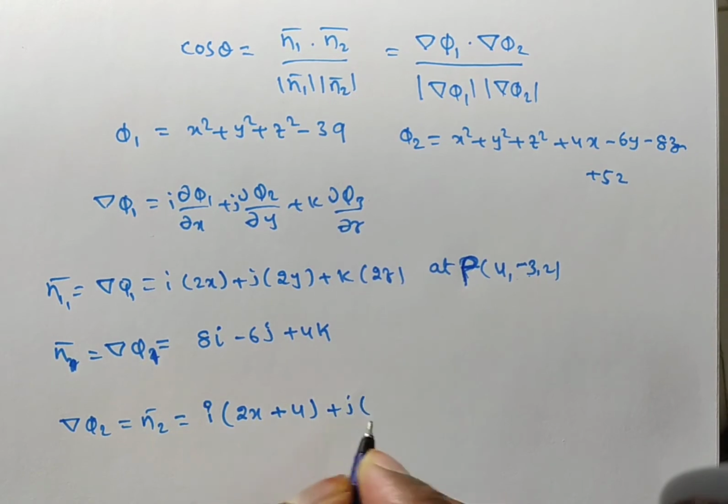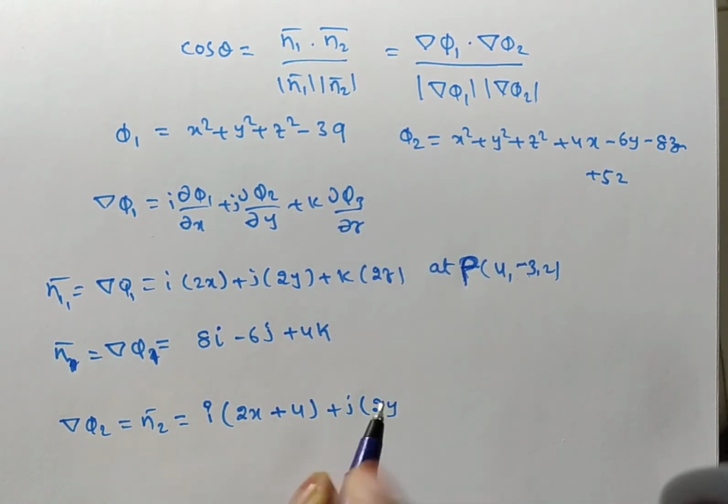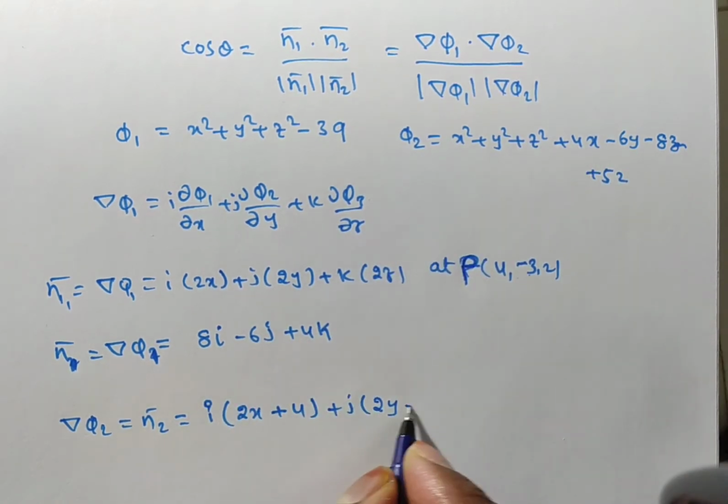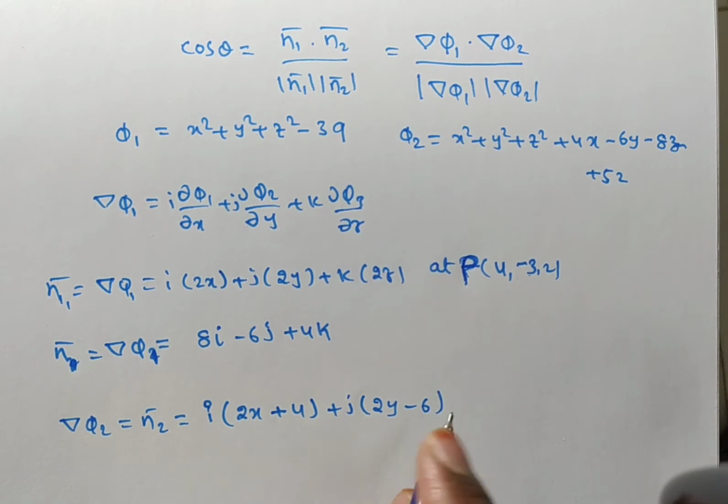Next, plus j times the derivative with respect to y. This is 0, this is 0. The derivative of y square is 2y. This is 0. Next you have minus 6. This is 0, this is 0, because those all are independent of y.